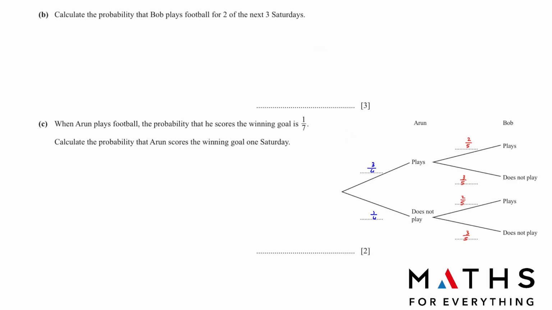In part B, we have calculate the probability that Bob plays football for 2 of the next 3 Saturdays. So he plays football, and he does not play football. Playing football is 2 over 5 and not playing is 3 over 5. We have it written here, and this he does it for 3 Saturdays. So multiply your answer by 3 and you will get 36 over 125.